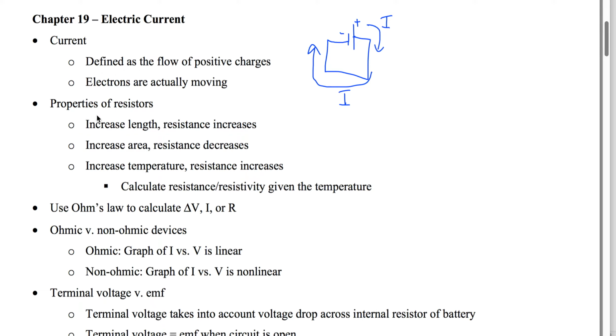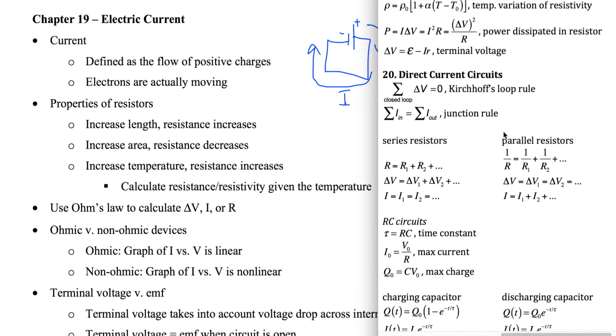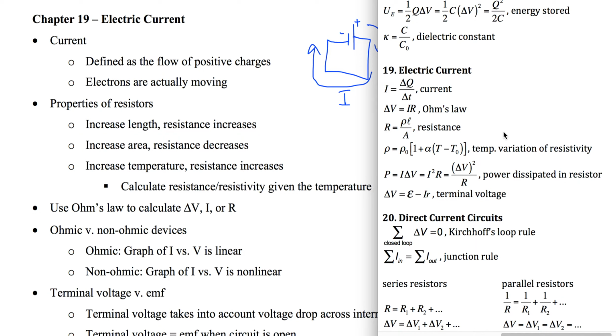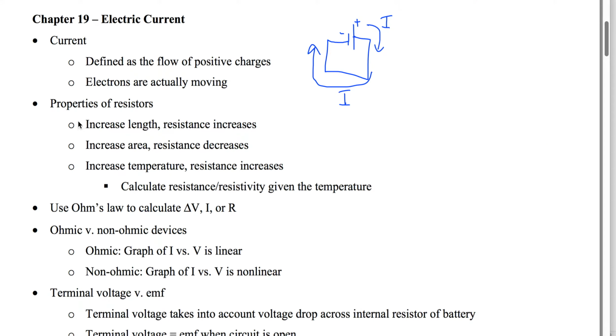And then we have resistors. So the first thing here has to do with the definition of resistance, which is right here. So according to this definition of resistance, that it's equal to the resistivity rho times the length divided by the area. If you increase L, then it makes R increase. And if you increase A, then it makes R decrease. That's what these two things say here.